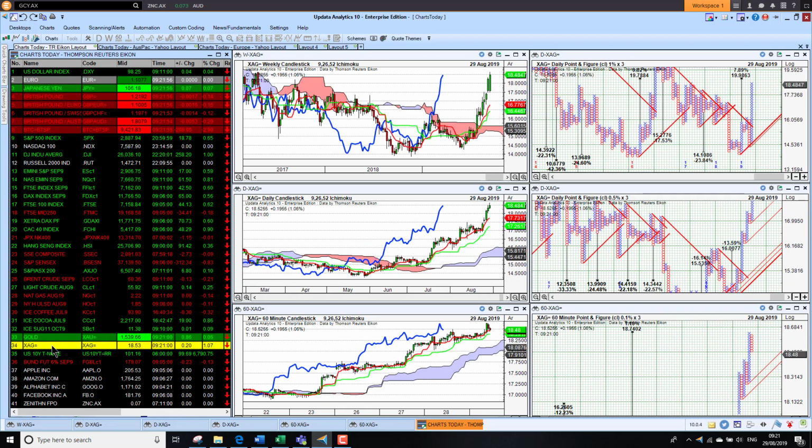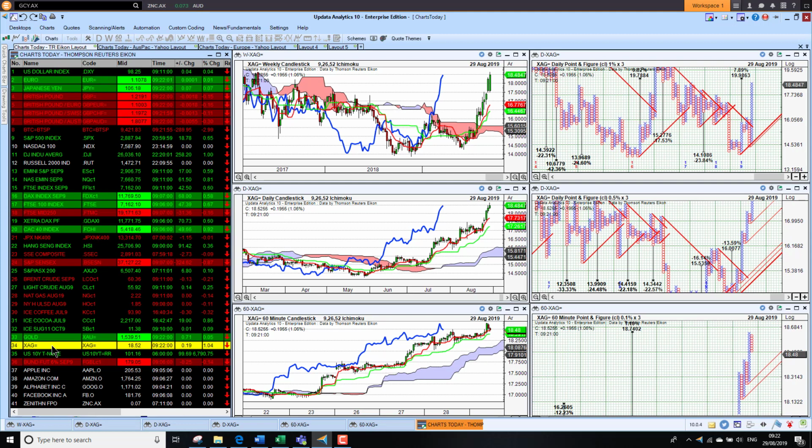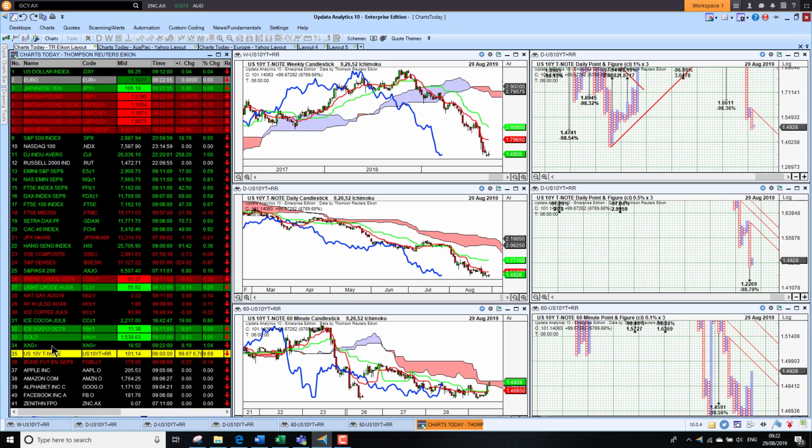Silver is also looking strong and up this morning 1%, so that chart is now looking very bullish. US 10-year yields are still languishing in the 140s area, so looking pretty weak there.